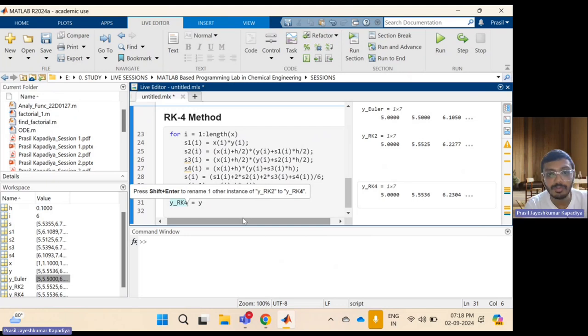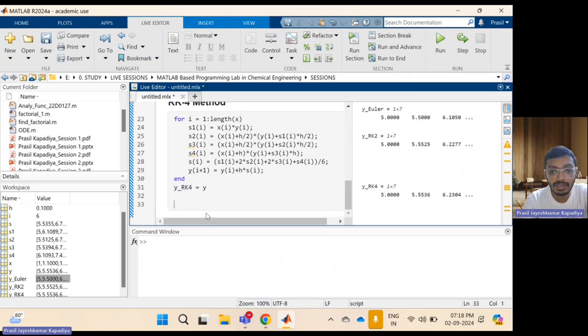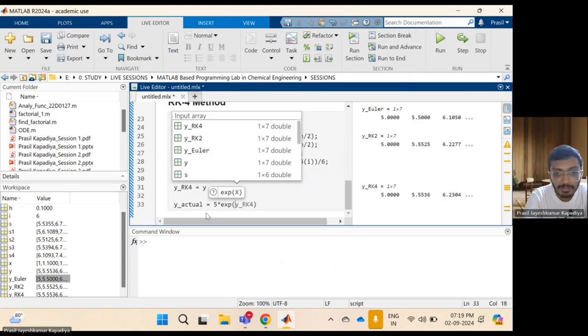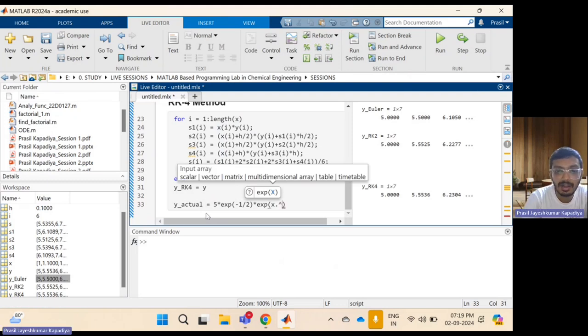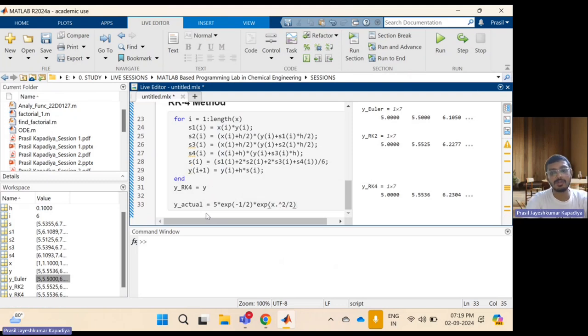So the actual solution of this dy by dx is equal to xy. Y actual is given by pi into exponent of minus 1 by 2 into exponent of x square divided by 2. This is my actual solution. When you solve the equation analytically, this is the solution that you get.